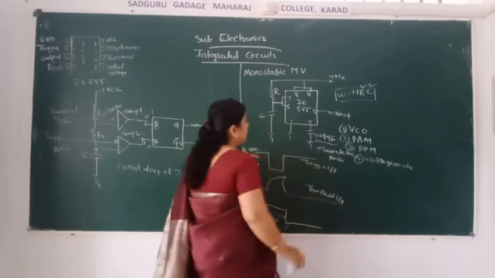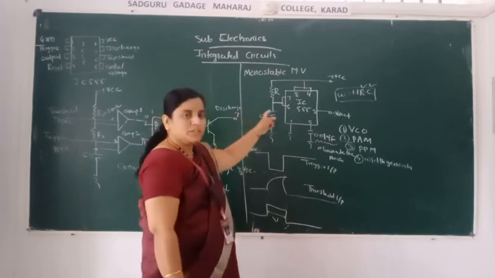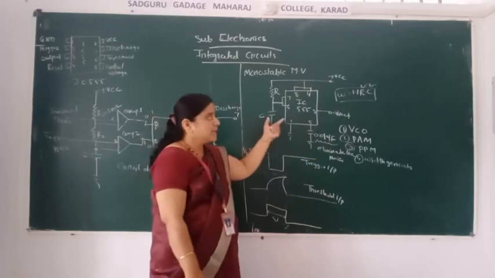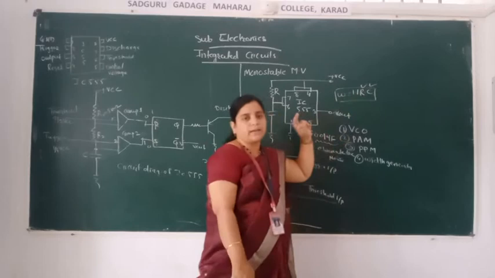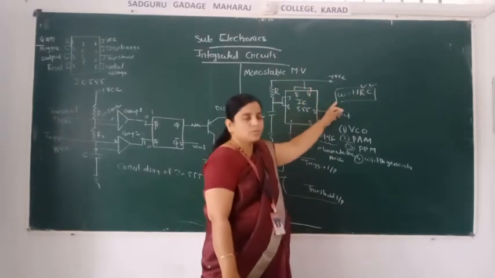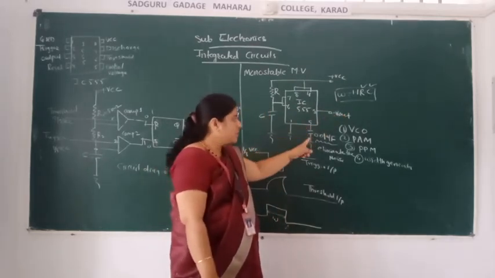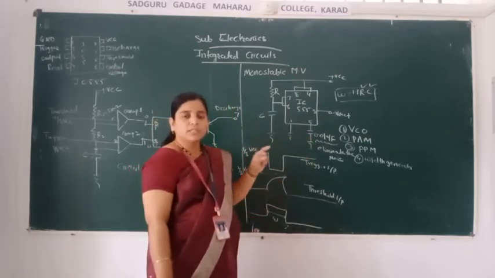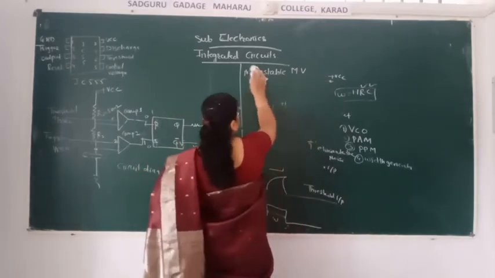Remember what you have to write here: only one capacitor and resistor, on which your width value depends, that is W equal to 1.1 R into C. Many examples ask you to calculate the width if the resistor and capacitor values are given, and if monostable is mentioned, then you can use this formula. The capacitor at pin number 5 is used to eliminate or filter the noise. So this is the monostable multivibrator.